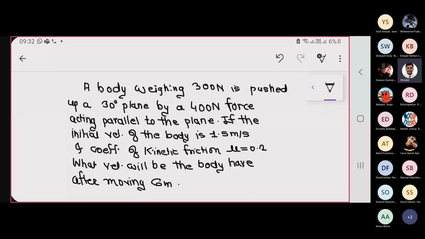This is the statement in front of you. So what they are saying: there is an inclined plane, on which one body having weight 300 Newton is pushed up by a 400 Newton force. The diagram is not given. Remember, you have to draw this diagram also. One force, 400 Newton, is acting parallel to the plane, the initial velocity is 1.5 meter per second and the coefficient of friction is 0.2. Then they are asking you to find the final velocity of the body when it moves 6 meters. Please note down this statement. We'll give 10, 20 seconds.